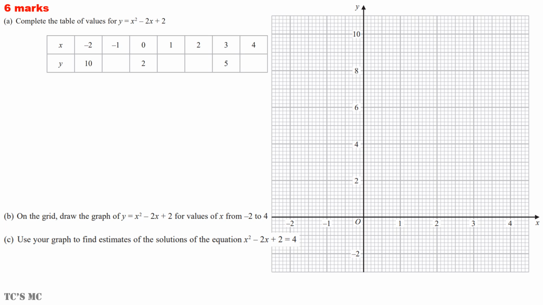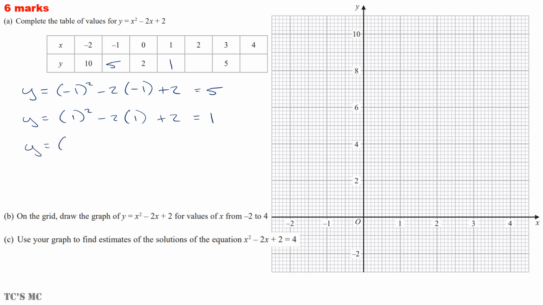Part A. Complete the table of values for y equals x squared subtract 2x add 2. To find the missing y values, we need to type into our calculator -1 squared in brackets, subtract 2, and then brackets again, and then add 2. We will end up with 5. And do that for all of the missing y values. Remember to use brackets. If we have 2 or 3 of the values correct, we would get 1 mark. For having all of them correct, we would now have 2 marks for Part A.